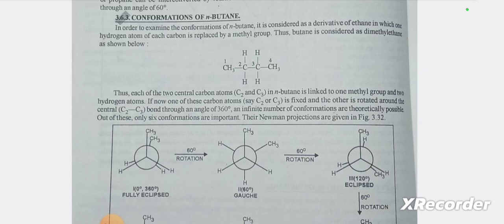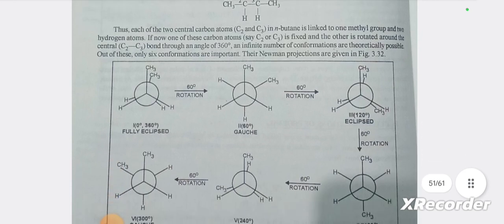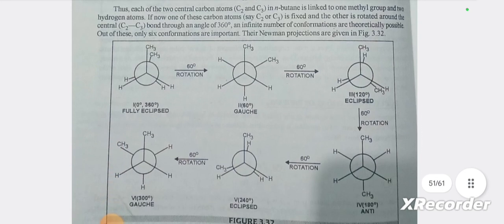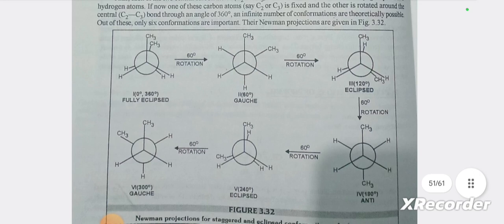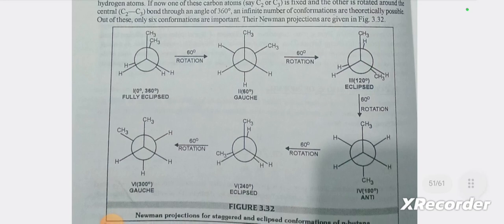Thus, each of the two central carbon atoms in n-butane is linked to one methyl group and two hydrogen atoms. If one of these carbon atoms is fixed and the other is rotated around the center through an angle of 360 degrees, an infinite number of conformations are theoretically possible. Out of these, only 6 conformations are important. The Newman projections are given in the figure.